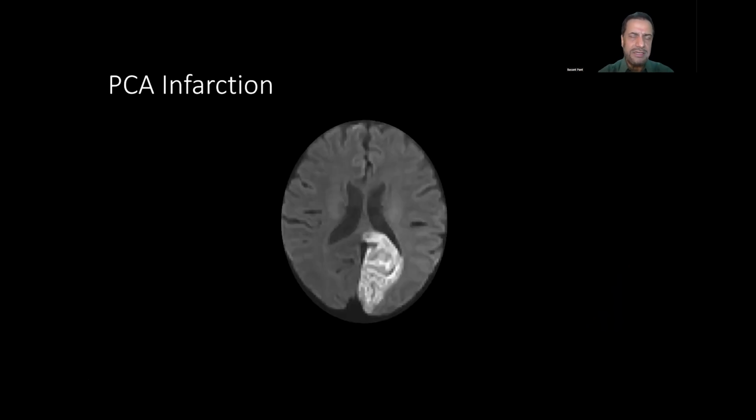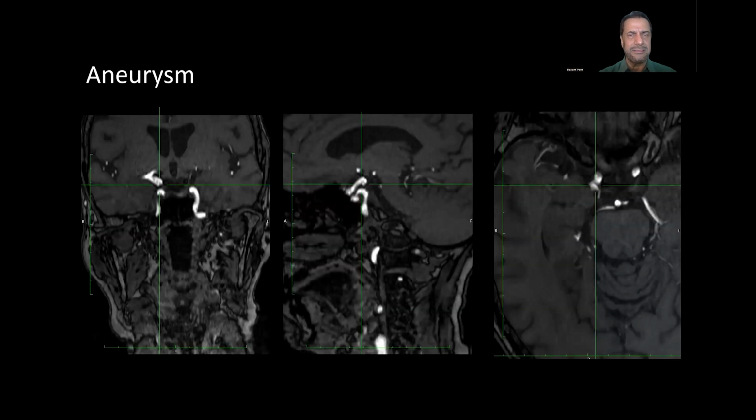PCA territory infarction, selective PCA territory infarction: many times you see this when there is a brain herniation, but this is a case where there's an embolism of the PCA, so the rest of the brain looks normal. But if you have very high intracranial pressure that leads to herniation, then the PCA gets stretched, and you can have a PCA infarction like this. And if you see a pathology with an infarction, these are very, very bad cases.